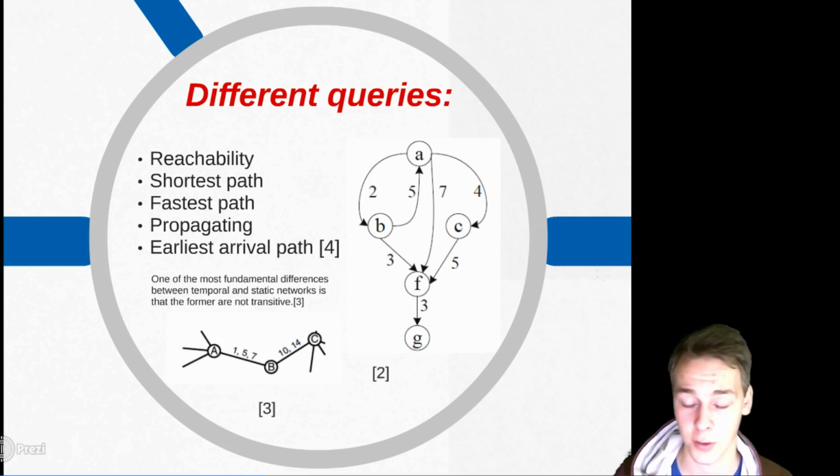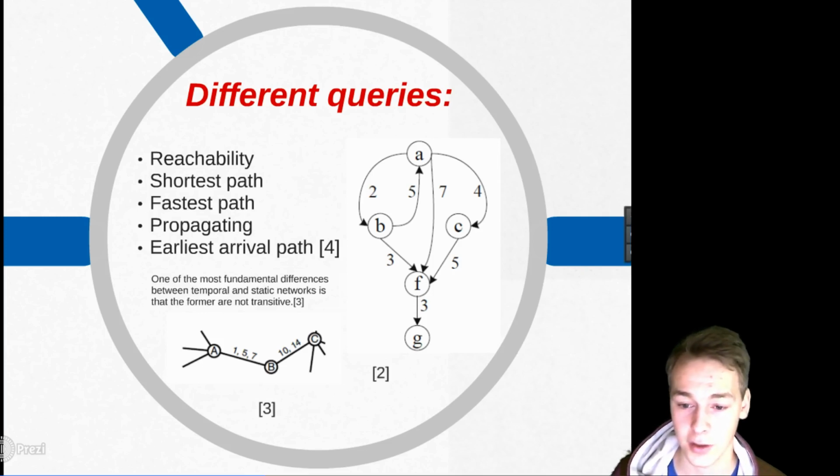In a quick example, if you have this graph here, you have a node A and you want to go to G, then the fastest path is from A to B to F to G, because it only needs two time instances, that's 2 and 3. The earliest arrival path is that as well, but the least amount of hops, which is the shortest path, goes from A to F to G, even though they don't happen in the same time instance.